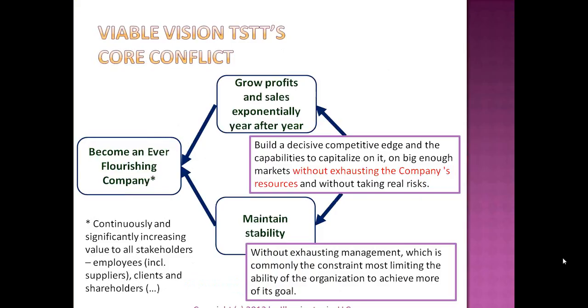As you've seen this example, let's go back to the cloud. So how do we break this conflict of the viable vision organizations? Instead of doing D or D prime, conservative or risky actions, the injection or solution to achieving A, B, and C is to build a decisive competitive edge and the capabilities to capitalize on it on big enough markets without exhausting the company's resources and without taking real risks. Notice that I highlighted in red here, without exhausting the company's resources, because that's why I pointed out below what we saw as a sufficiency assumption on level 1 of the viable vision S&T trees: without exhausting management, which is commonly the constraint most limiting the ability of the organization to achieve more of the goal. That's what I wrote here, that we've seen that often, it's management.